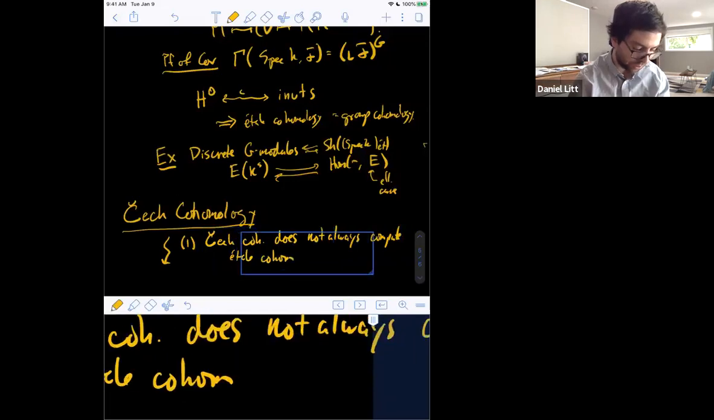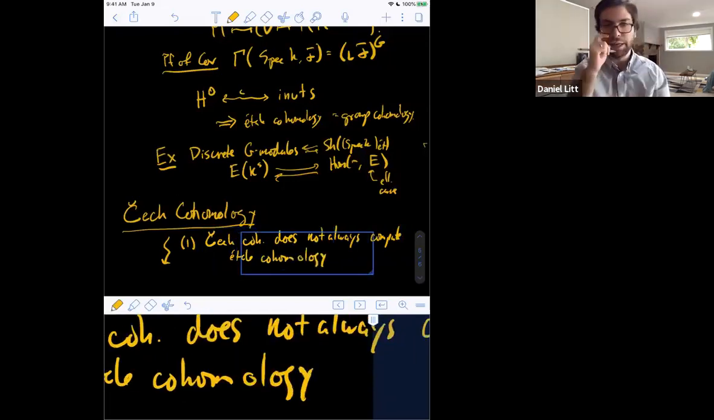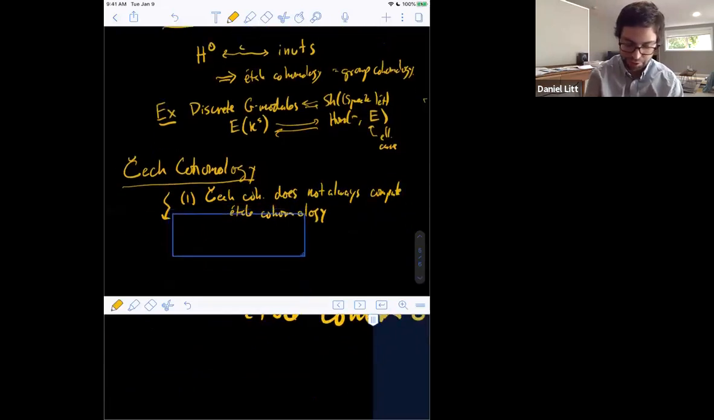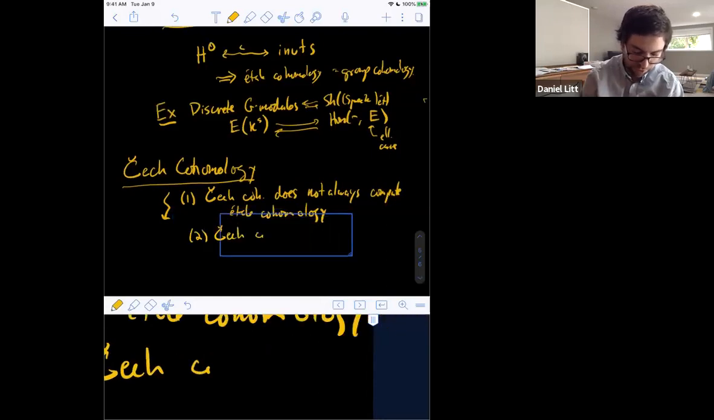This already happens for sheaf cohomology on very bad topological spaces. It's not always true that Čech cohomology computes derived functor sheaf cohomology. But it's also not true for étale cohomology of schemes; there are counterexamples. For example, I think if you take A2 with a doubled origin, that gives you a counterexample. And two is that it's not really computable. Čech cohomology is not actually computable, but it's still going to be useful for theoretical reasons.